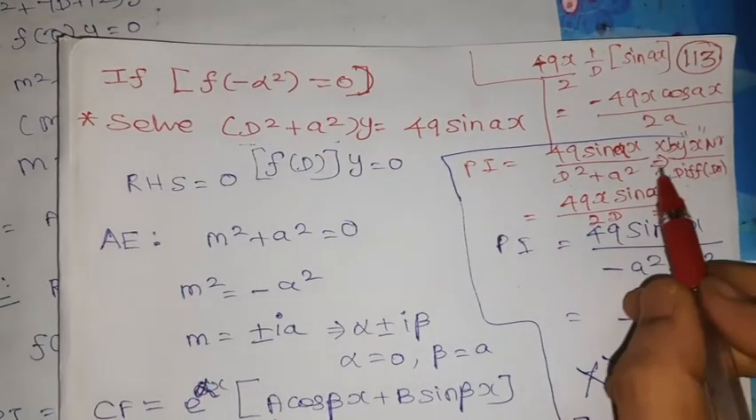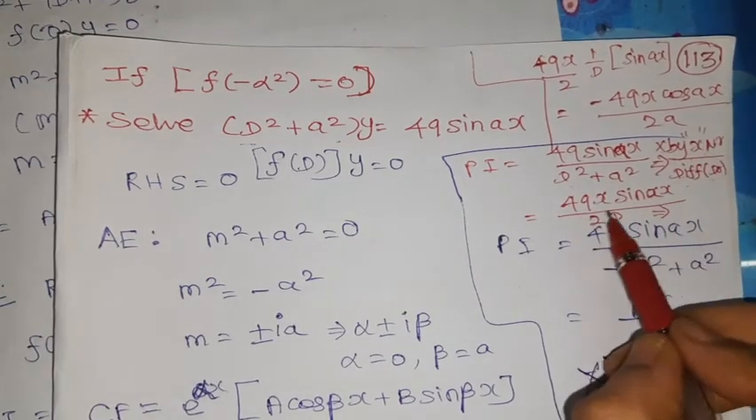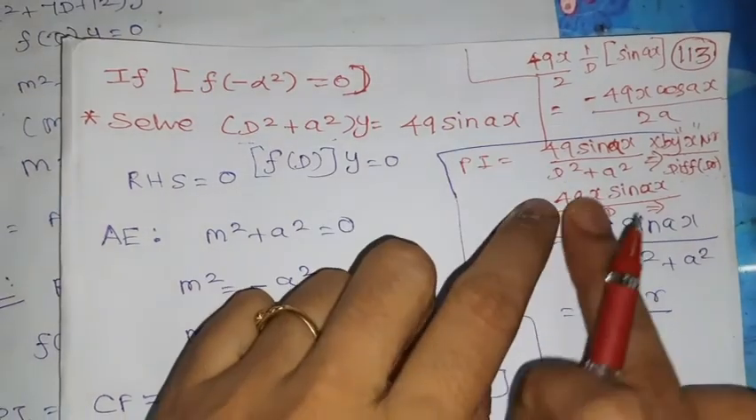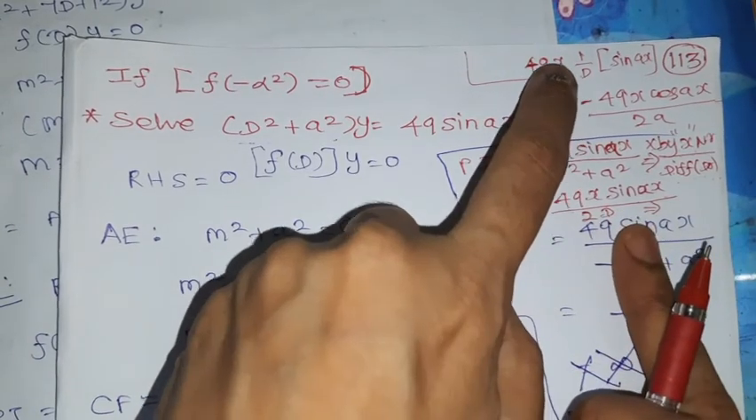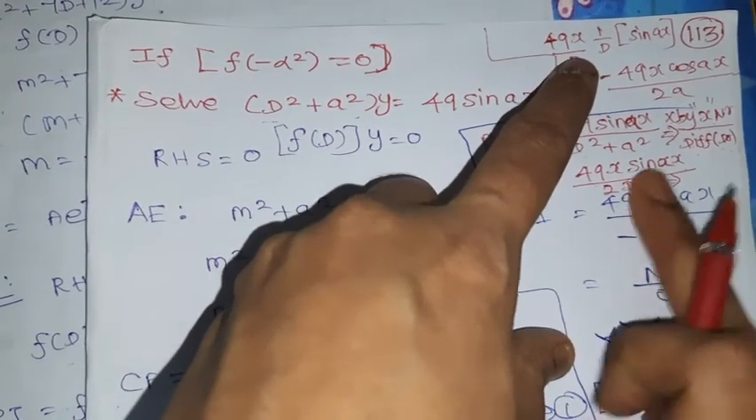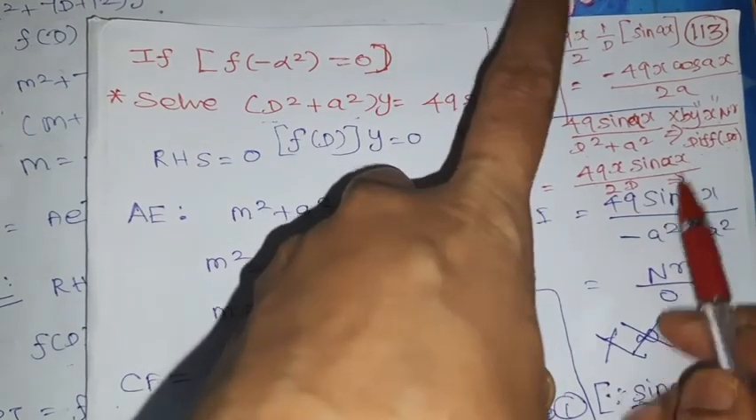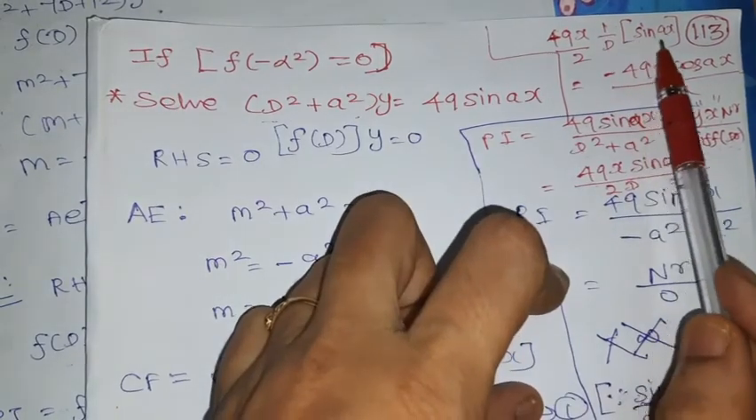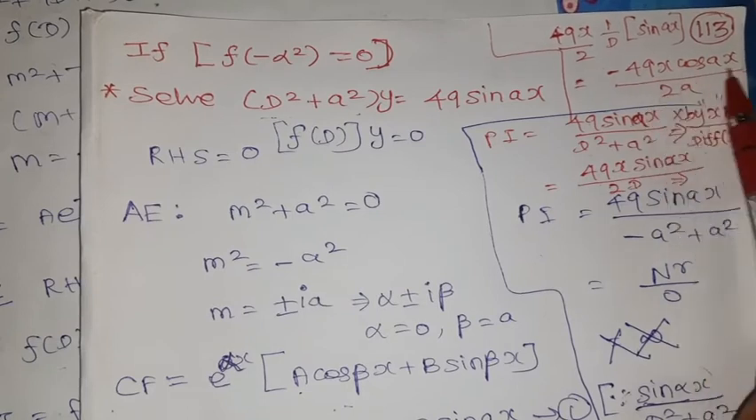Just multiply by x in the numerator and differentiate the denominator. We get 49x sin alpha x over 2d, so 49x by 2 stays outside. 1 by d, the reciprocal of differentiation, is integration of the remaining numerator term, which is sin ax. The integration of sin ax is minus cos ax divided by a.